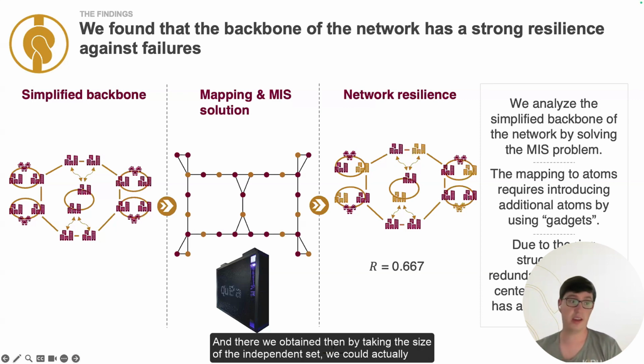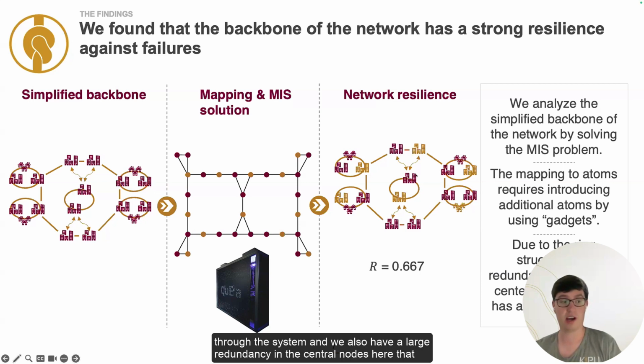And there we obtain then, by taking the size of the independent set, we could actually calculate here the resilience measure of 0.6, which is actually pretty good because this network contains 18 nodes, and it still has a quite high measure of resilience. This is mostly the effect because we have here this nice ring structure. So if something in the ring, for example, here would fail, we would still get the connectivity through the system.